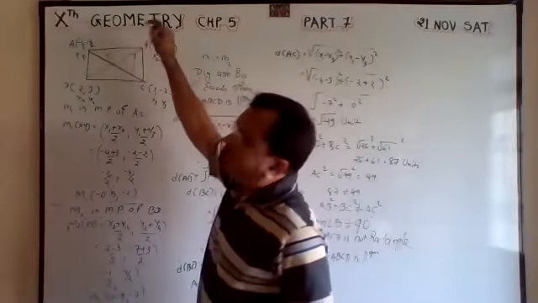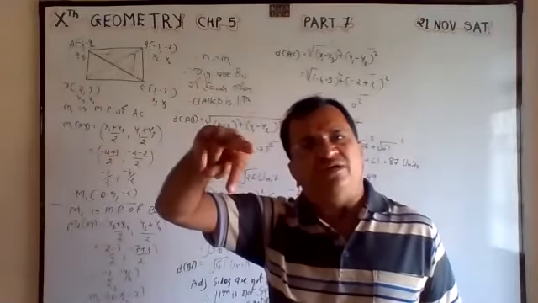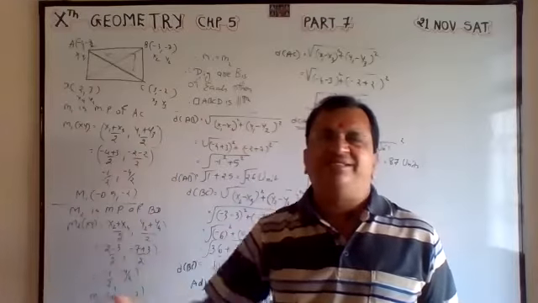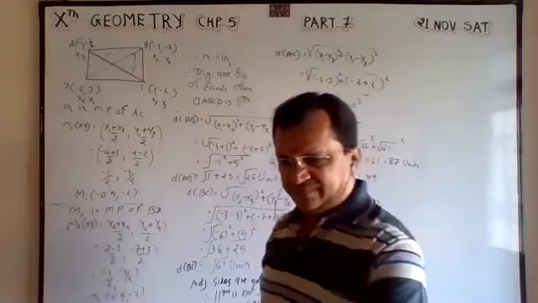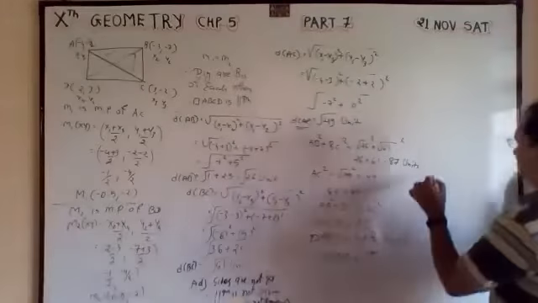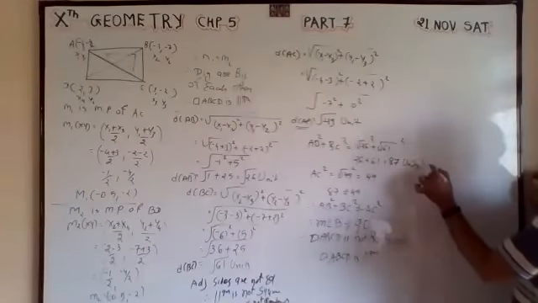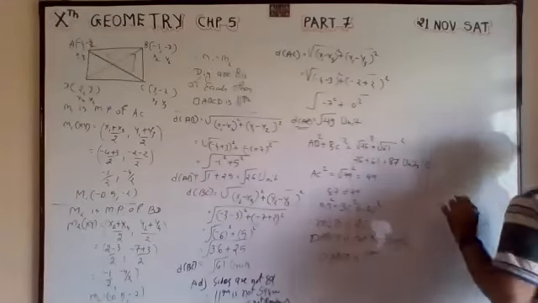Then do the adjacent sides test. If they are equal, then it is a square. If they are not equal, then it is a rectangle. This is the one method. The second method is, first point. Sorry.